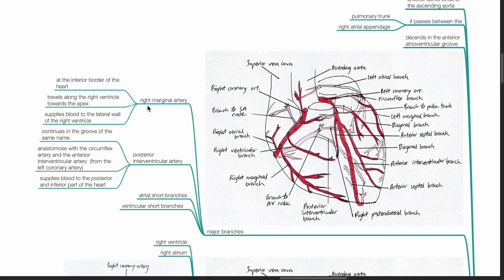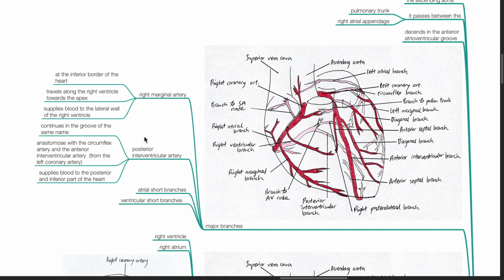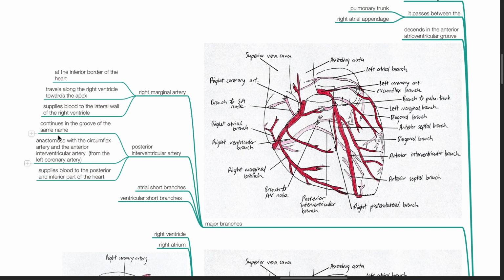The right marginal artery lies at the inferior border of the heart. It travels along the right ventricle towards the apex and supplies blood to the lateral wall of the right ventricle. The posterior interventricular artery continues in the groove of the same name. It anastomoses with the circumflex artery and the anterior interventricular artery and supplies blood to the posterior and inferior part of the heart.